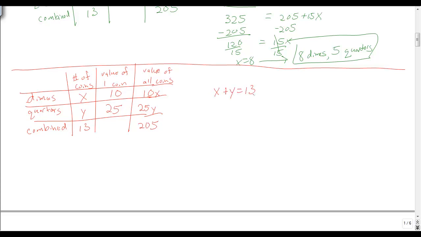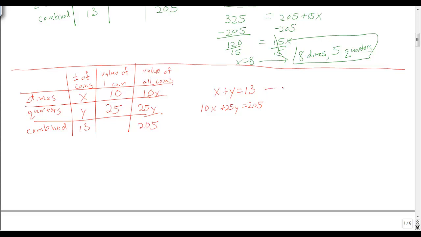That has to be 13. Second equation is going to be the values add. You get 10x plus 25y equals 205. So we have two equations, two unknowns. These are linear. There's a whole set of techniques to solve these here. Right now, what I'd probably suggest at the level we're doing things is to do a substitution, that is, solve for one of the x or y in terms of the other.